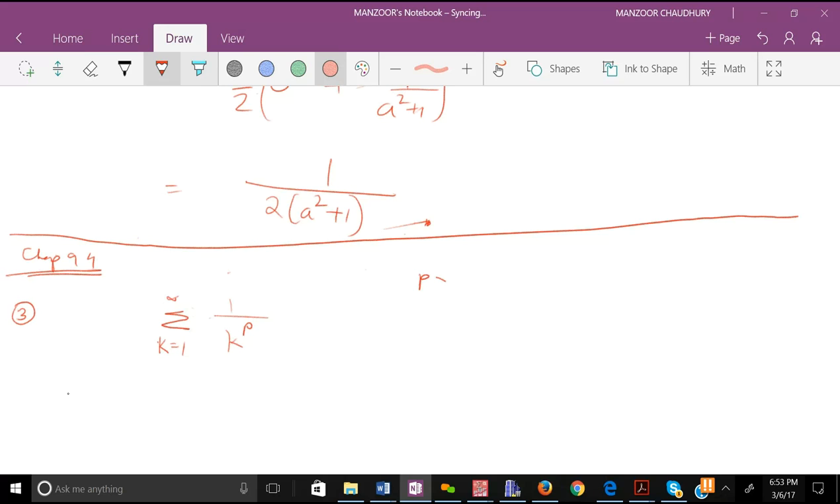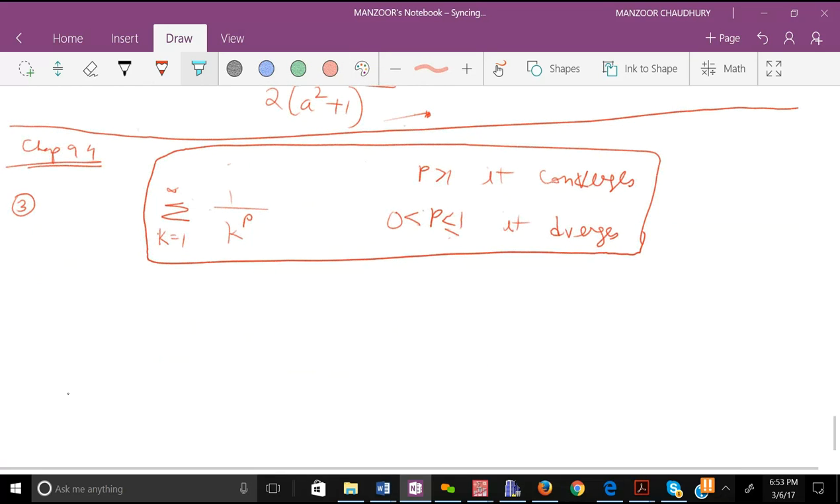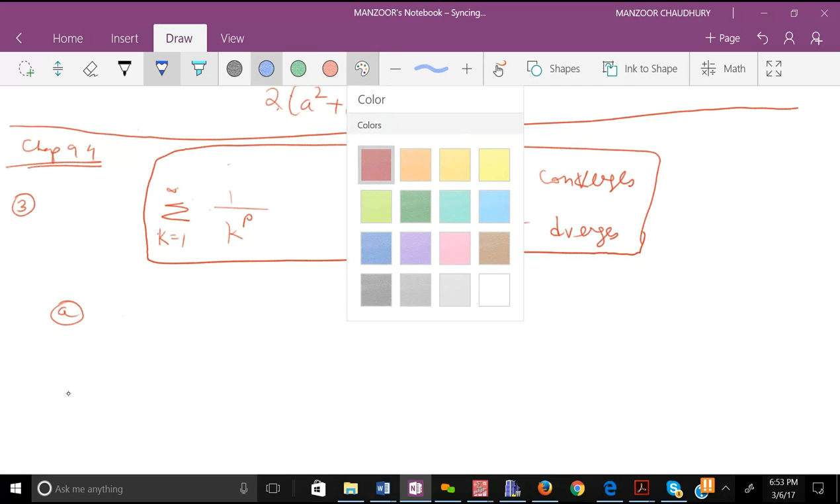So when p is more than 1, it converges, okay? If p is between 0 and 1, or even if it's 1, it diverges. So that's something you should memorize. It's not a memorization. You should do so many problems that this becomes easy. We did learn this in math class.